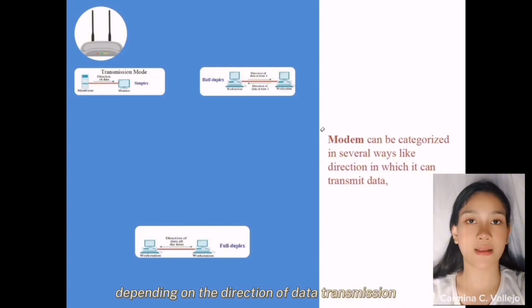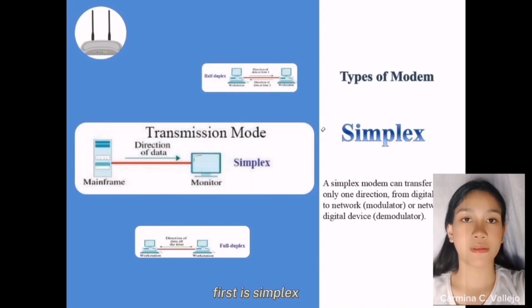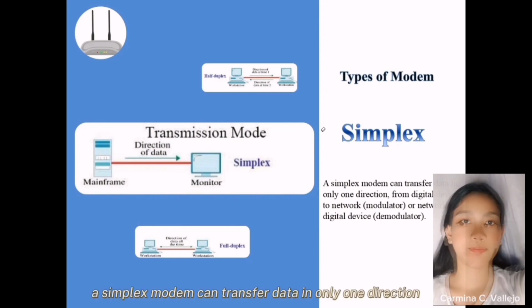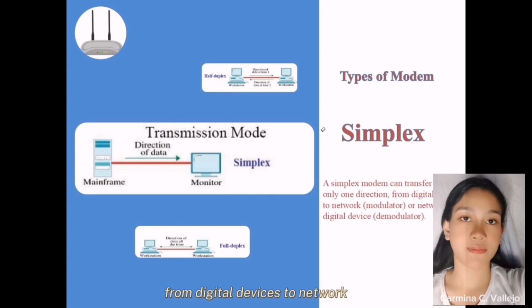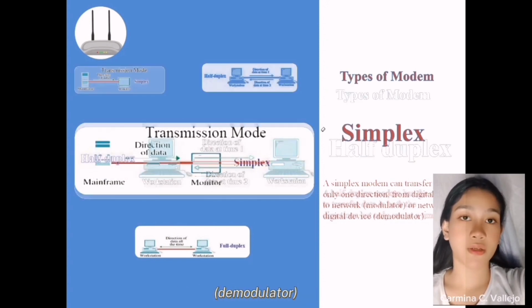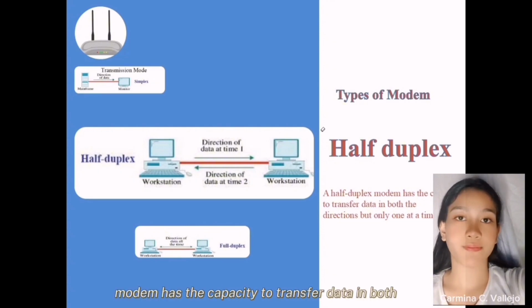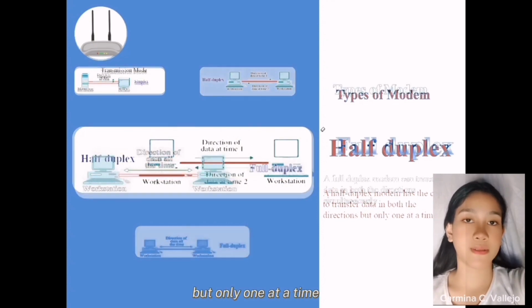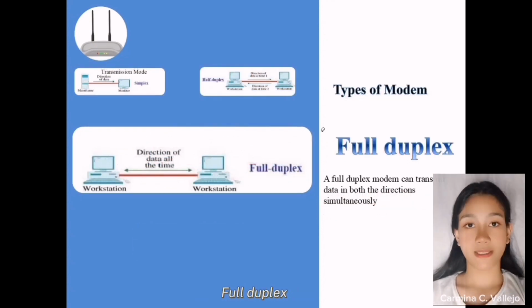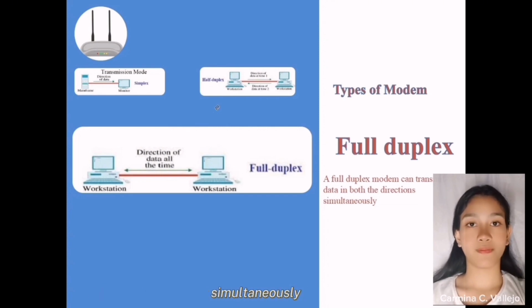Depending on the direction of data transmission, modems can be of these types. First is simplex. A simplex modem can transfer data in only one direction, from digital devices to the network, or from the network to digital devices. Second is half-duplex. A half-duplex modem has the capacity to transfer data in both directions but only one at a time. And third is full-duplex. A full-duplex modem can transmit data in both directions simultaneously.